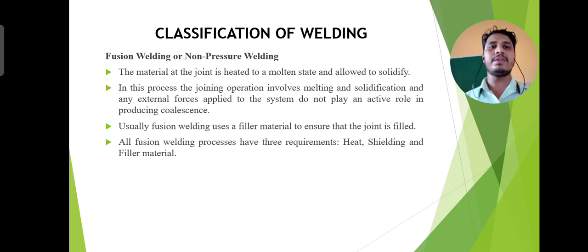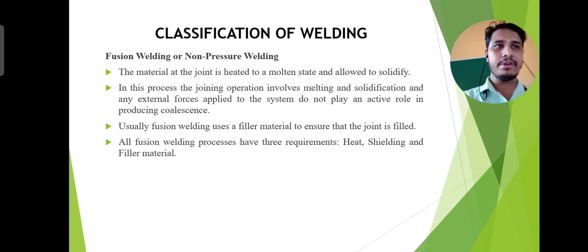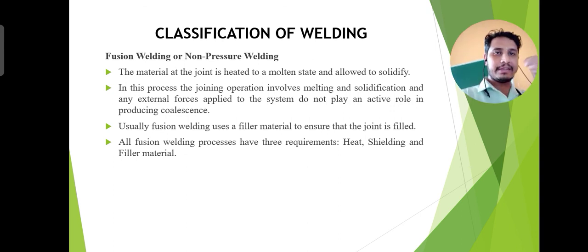Usually fusion welding uses filler materials to ensure that the joint is filled. You know, if you are going to join two metals together and there is a gap between both metals, then for filling this gap you have to use filler metal. Filler metal is used to fill the gap between the joining metals. And all fusion welding processes have three requirements: heat, shielding and filler materials.